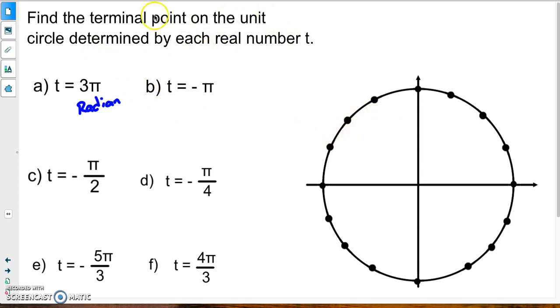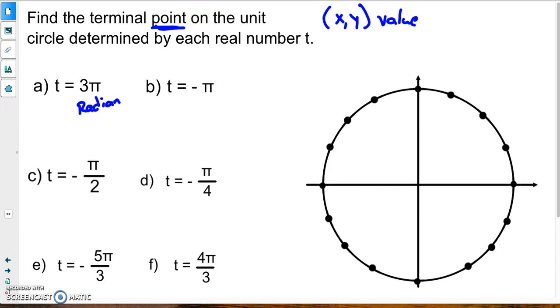So a couple details is, if you're looking for a terminal point, don't worry about the word terminal, but the word point means I'm finding an x and y value. I'm finding a coordinate, okay? A couple of the basic ideas.